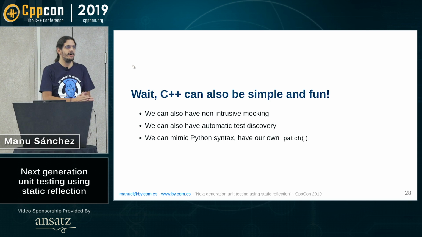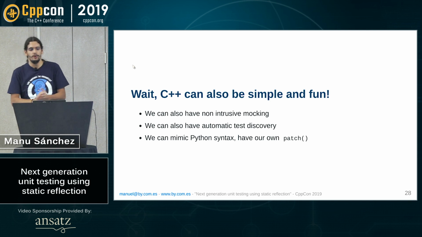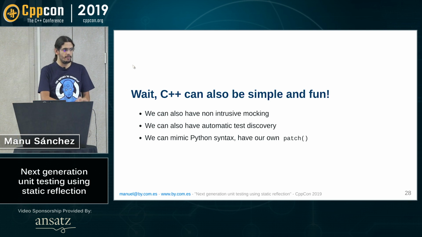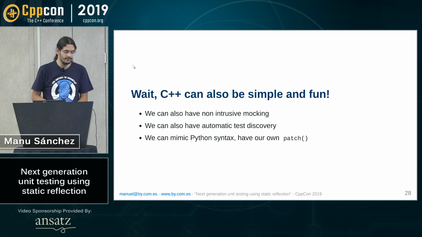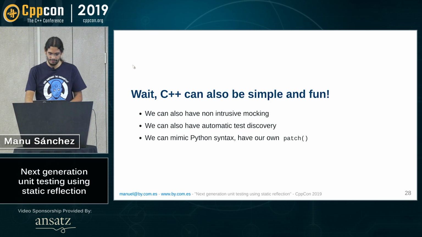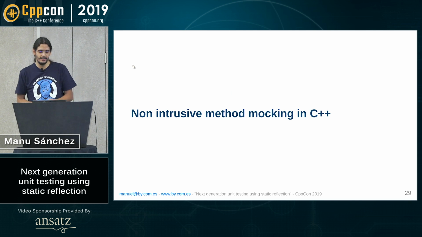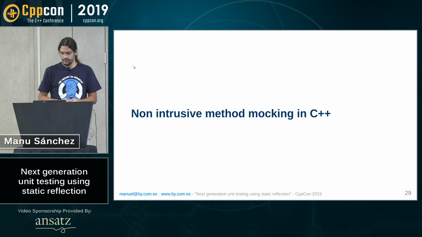So we can have a nice interface to write tests. We can have non-intrusive mocking of C++ methods. We can have transparent test discovery. We can have all the nice things in C++. How? Let's go step by step, okay?